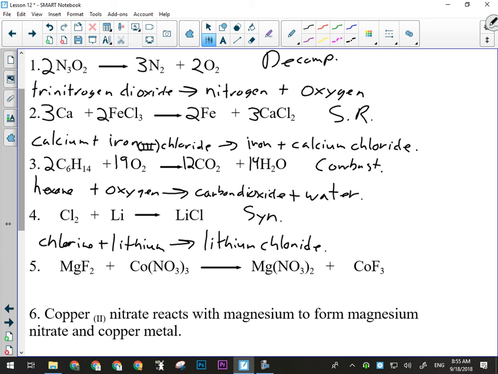Lithium's already balanced. Start with the largest number. That's our rule for everything other than combustion reactions. 2 is the largest number, so I'm going to go over here and make sure that I have 2 chlorines, but that means I need to have 2 lithiums, and now it's balanced.